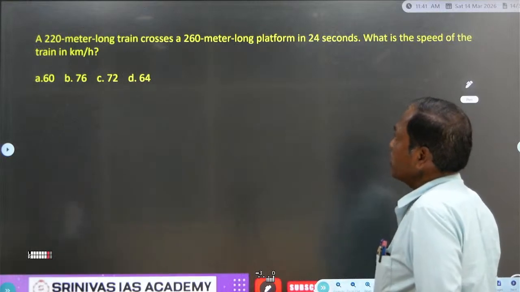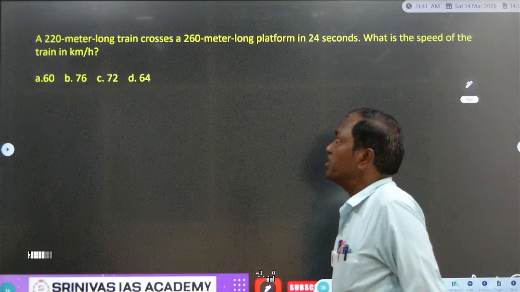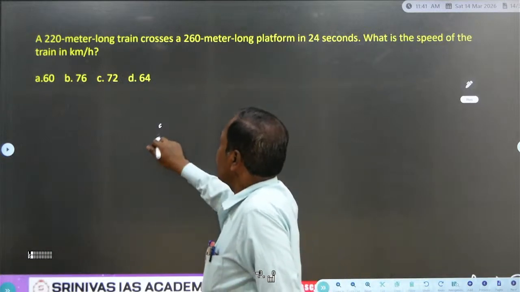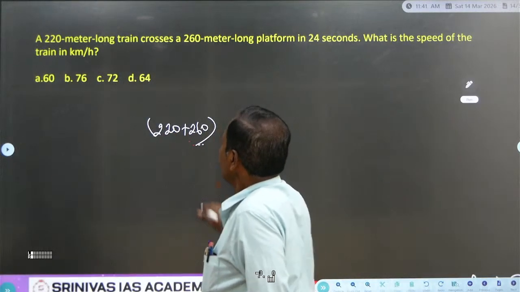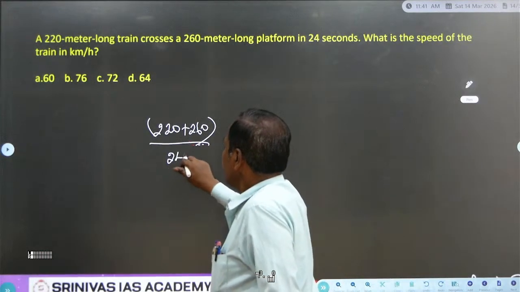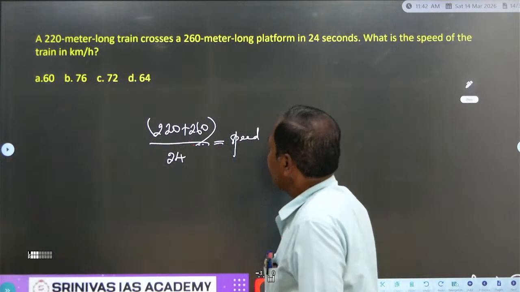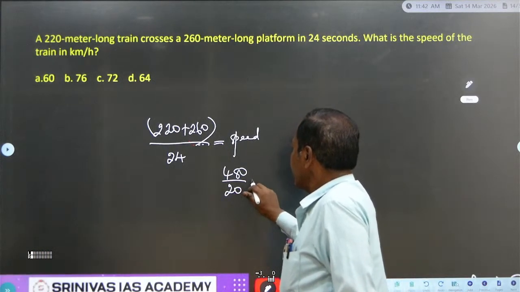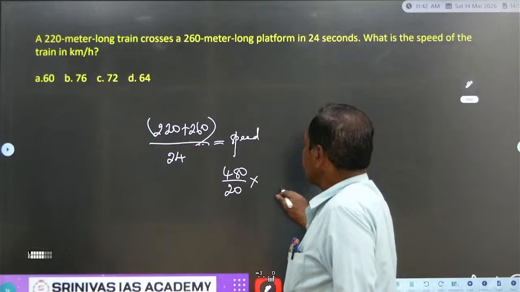A 220-meter long train crosses a 260-meter long platform in 24 seconds. What is the speed of the train in kilometers per hour? It means 220 plus 260, which is 480. This is the distance, given in 24 seconds, and then you will know the speed. Speed is the question mark. Now you have to convert into kilometers per hour.